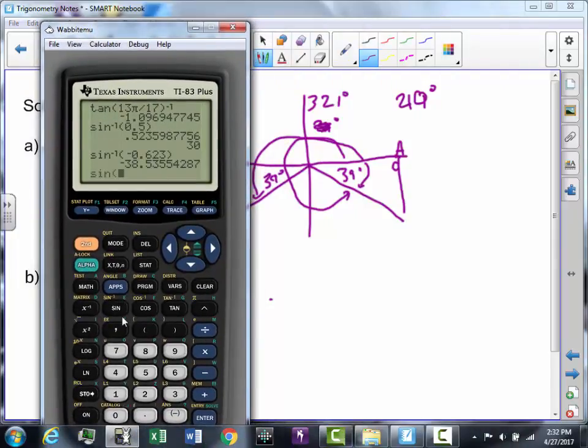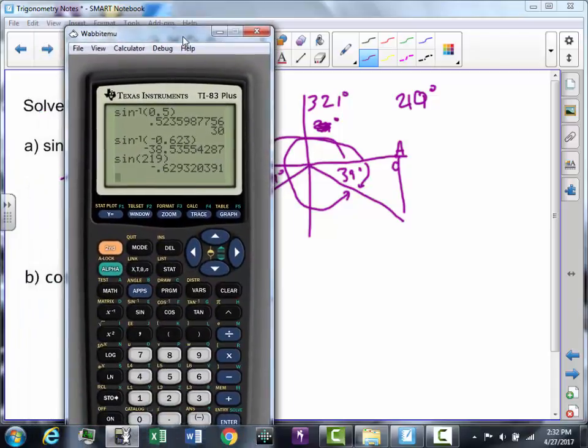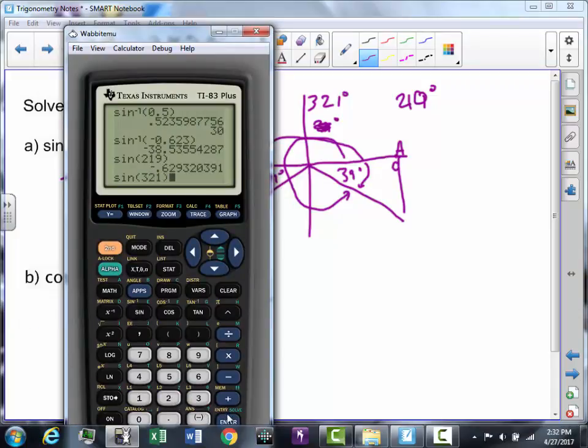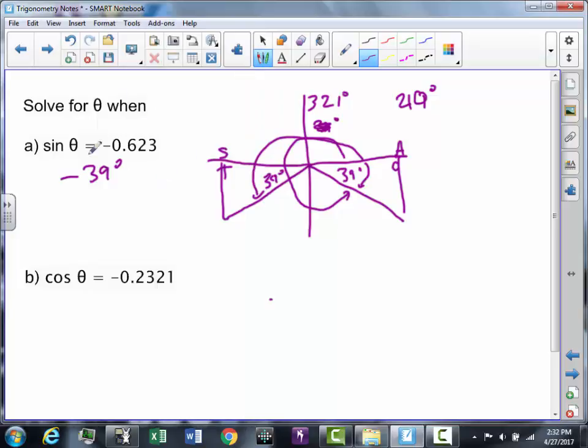And if you wanted to, you could just grab a calculator real quick and check them both. So if I were to do the sine of 219, it gives me negative 0.62, close enough. If I do the sine of 321 degrees, it gives me negative 0.62. Again, it's not the exact number because I rounded. We're okay with that?